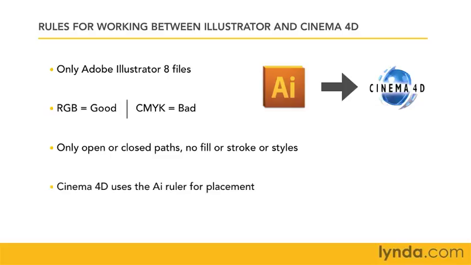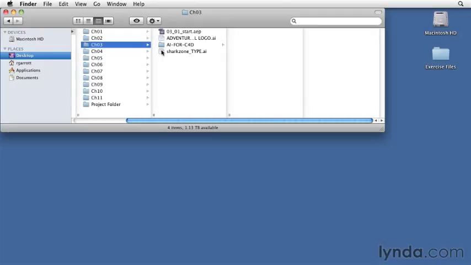The last rule is that Cinema 4D uses the Adobe Illustrator ruler for placement. We want to make sure that our files come into Cinema 4D at the center of the world, and the normal placement for the Adobe Illustrator ruler is in one of the corners. In the earlier versions of CS, it was in the bottom left corner, and in CS5, it's in the upper left corner. We want to make sure that our Illustrator ruler is in the center of the page. So as long as we follow these 4 basic rules, we'll get a really consistent result when we move between Cinema 4D and Illustrator. Let's start this process by creating the type elements for Cinema 4D.